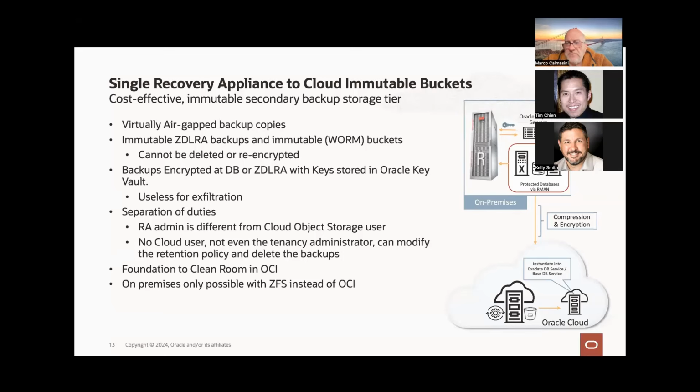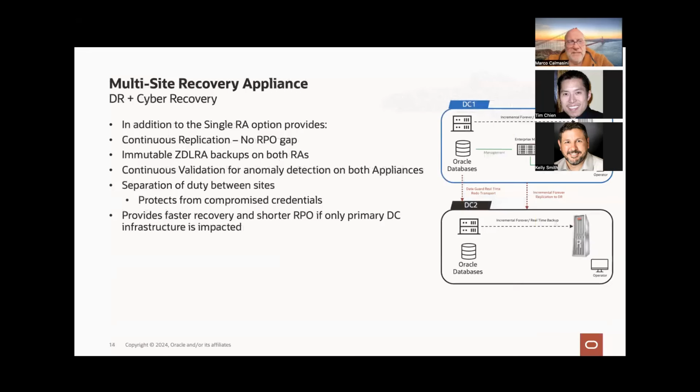A similar approach can be used on premises, where the backup is sent to a ZFS using the OCI interface. The same logic applies: data encrypted by the recovery appliance, keys are not stored on ZFS, and retention policies apply, so data becomes immutable. It's a kind of first step. It's not an air gap solution. We know that in certain situations it's necessary to have an air gap solution because there are regulations. Sometimes it's insurance companies that sell policies against ransomware attacks that require an air gap solution in place. But sometimes customers want just a first step and do not want to have multiple recovery appliances in place.